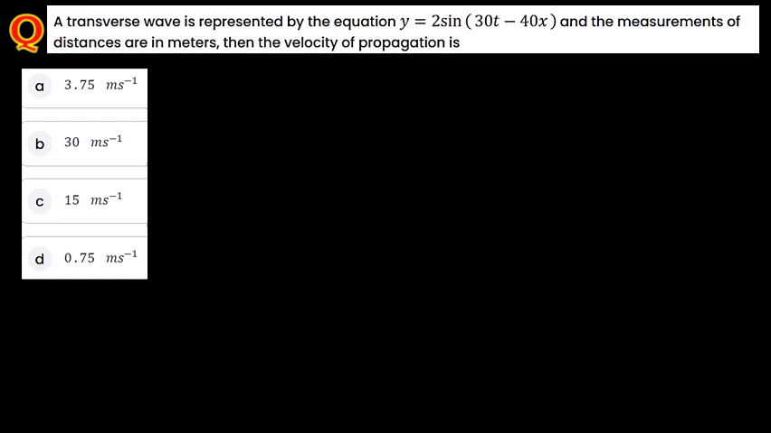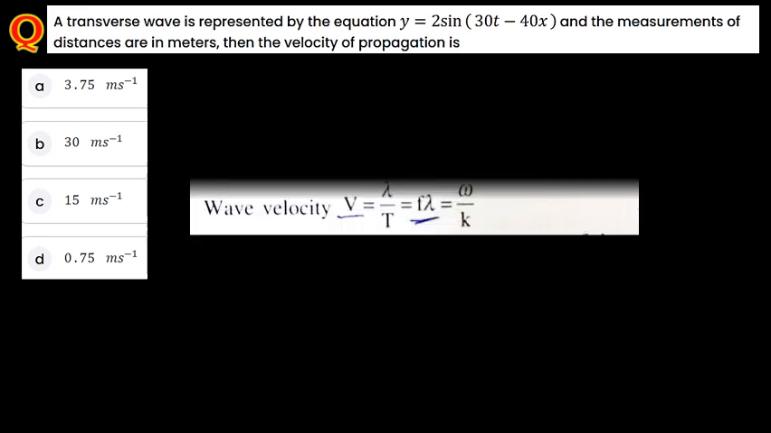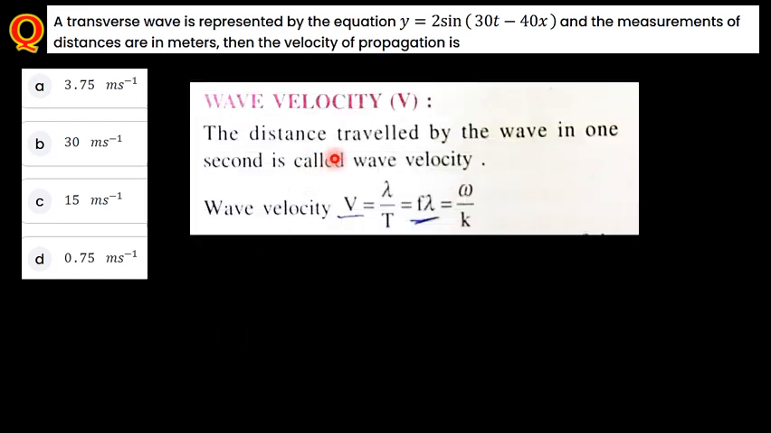Before going to that, I will show you the formula for this. See this one, you can understand here. Wave velocity is the distance traveled by the wave in 1 second. So according to the wave velocity, velocity is equal to lambda by T. How you are getting this formula, I will write down and show you here.